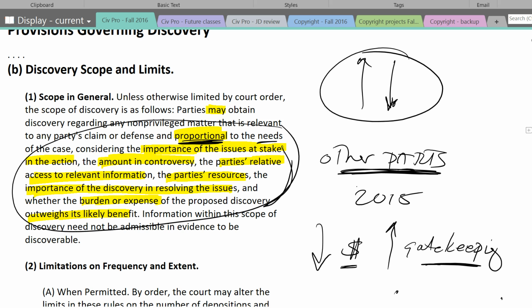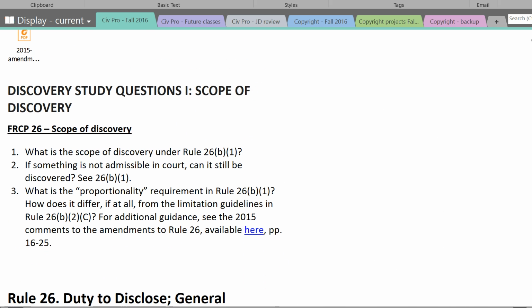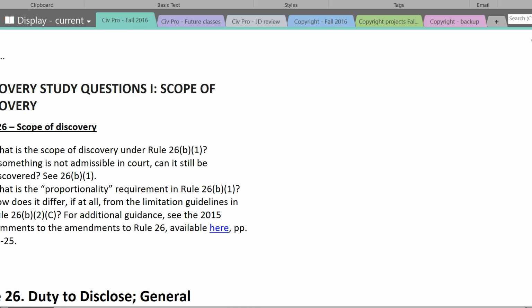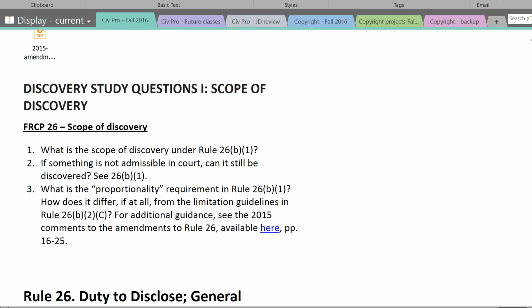I think that's pretty much it for this video. We looked at the scope of discovery. We looked at admissibility. We looked at the proportionality requirement.